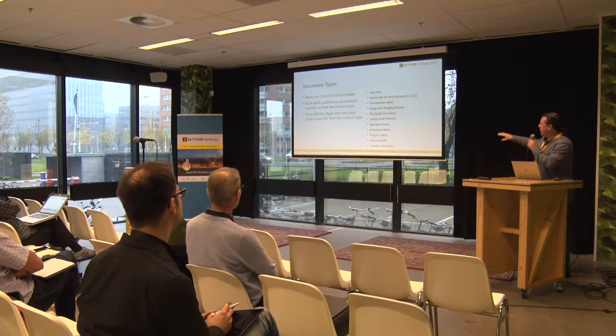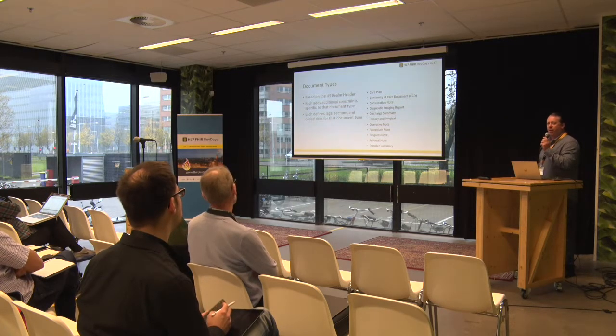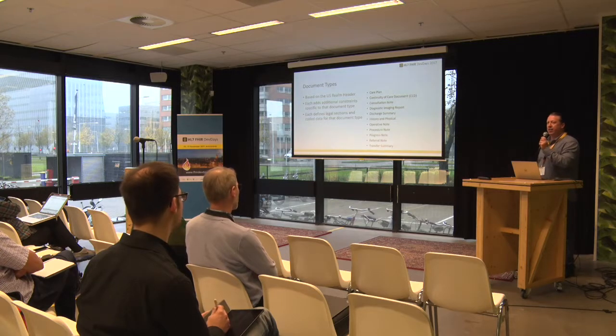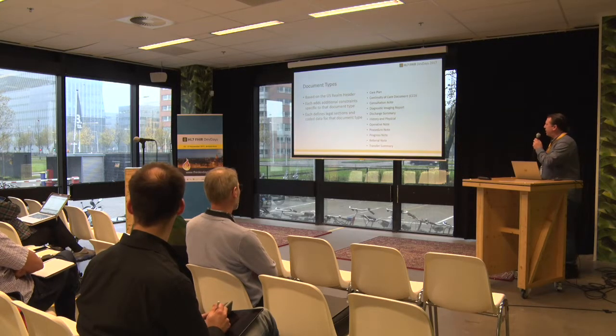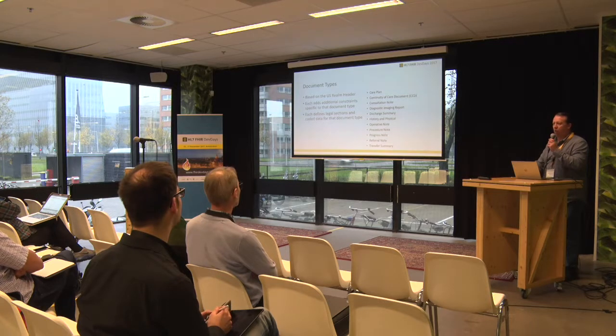Each of these document types basically adds additional constraints. The primary constraints that are added are the composition type, which says the LOINC code or value set of LOINC codes for this particular document type. And we also define the legal sections that are allowed in each of these document types. And I'll walk through a couple of these later.